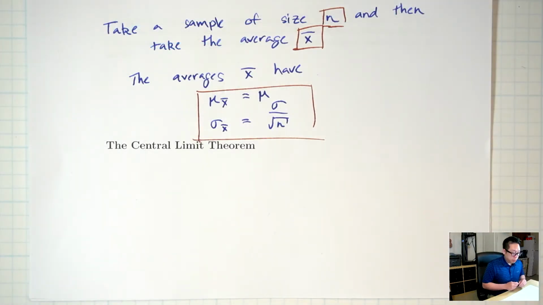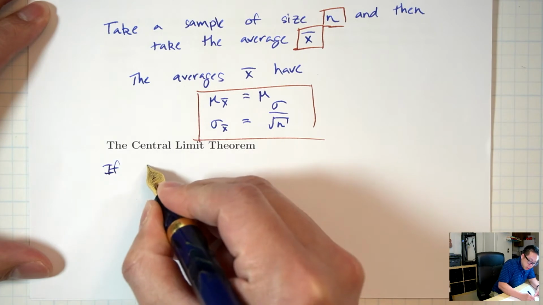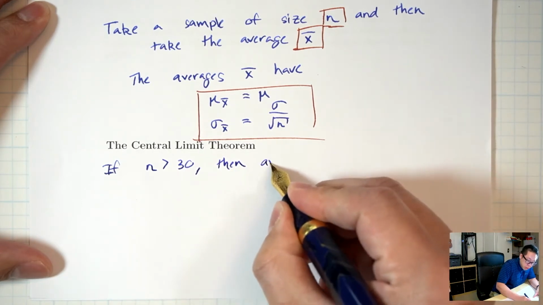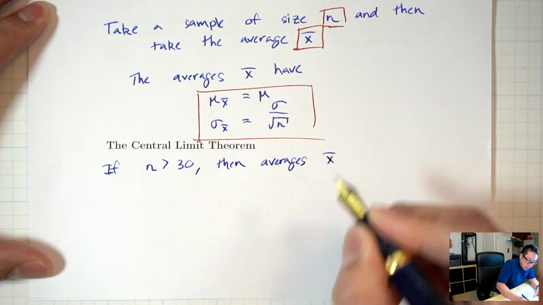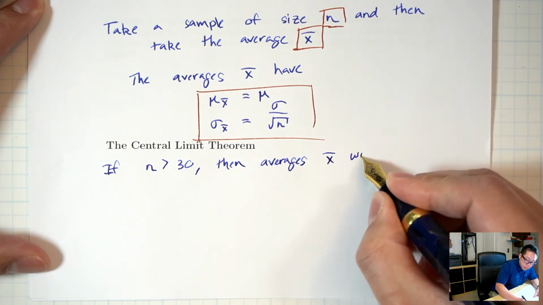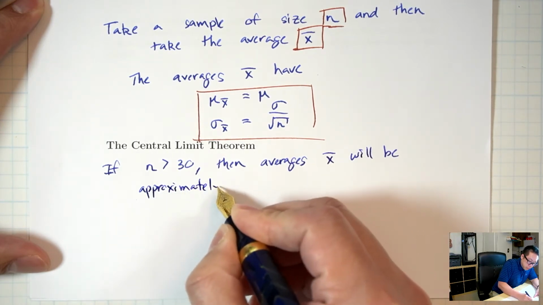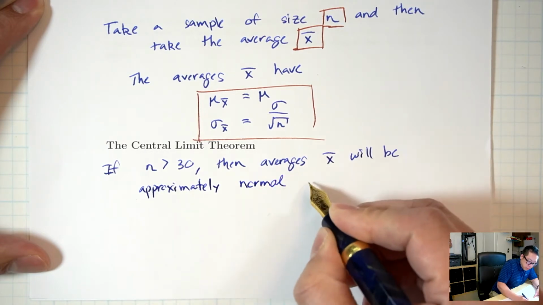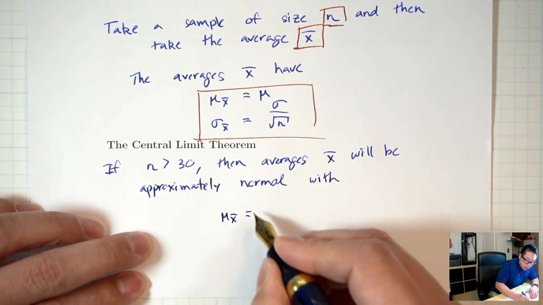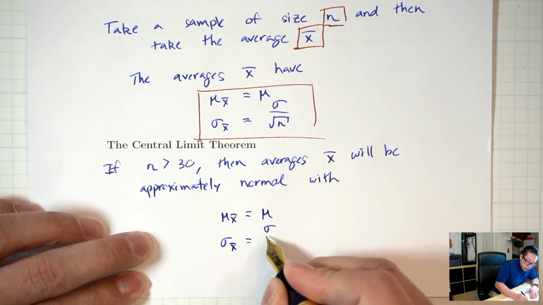Let's write down what we just saw. So what we just saw was, if you pick a sample size big enough, and big enough is going to mean a sample size that's bigger than 30, then the averages, x bar, right? This is referring to the bottom picture. Then the bottom picture will be approximately normal, and it will have a mean that's equal to the original mean, and it will have a standard deviation that's going to be equal to the original standard deviation divided by square root of n.